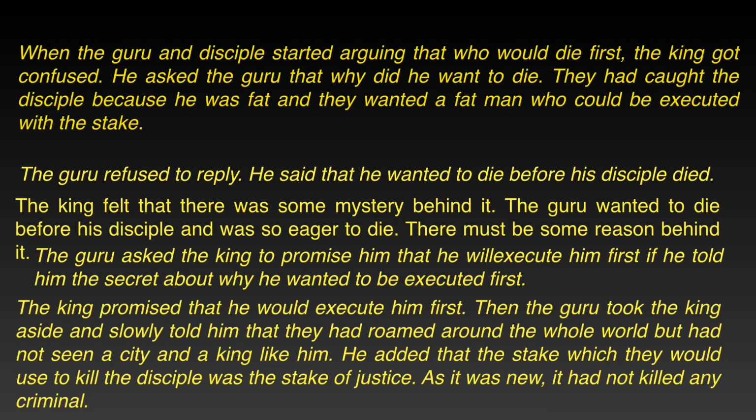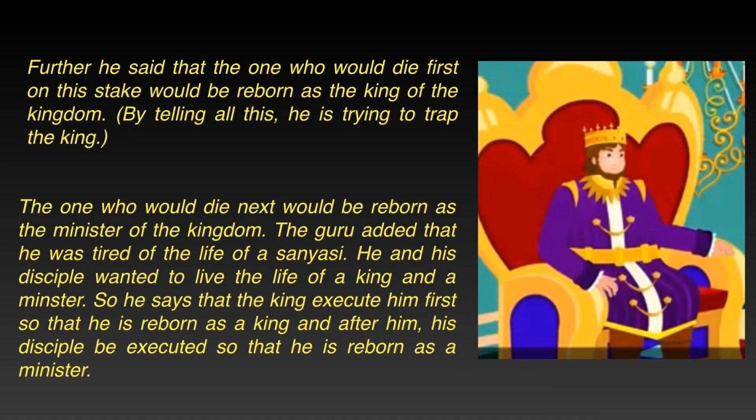He added that the stake which they would use to kill the disciple was the stake of justice. As it was new, it had not killed any criminal. Further, he said that the one who would die first on this stake would be reborn as the king of the kingdom. By telling all this, he was trying to trap the king. The one who would die next would be reborn as the minister of the kingdom.